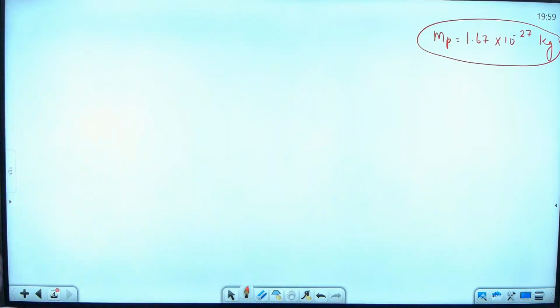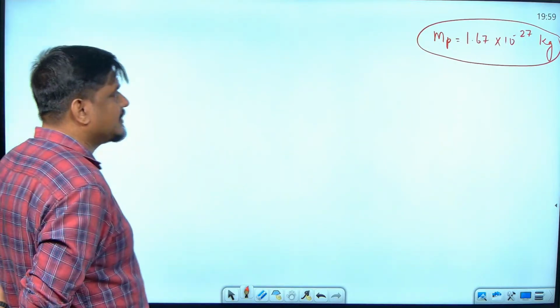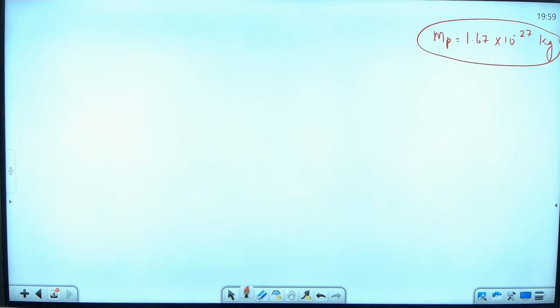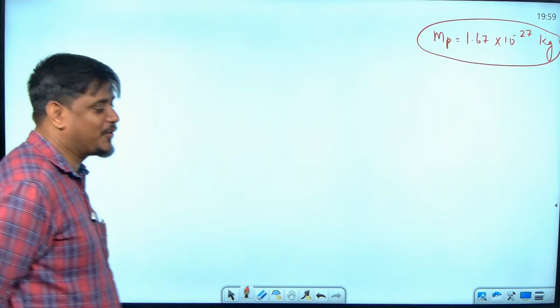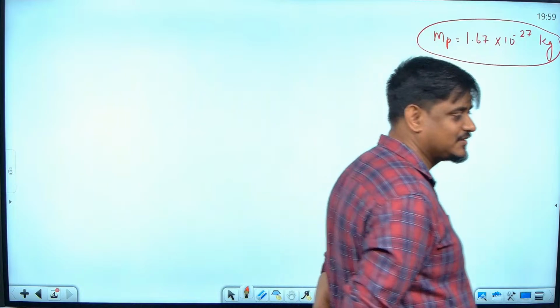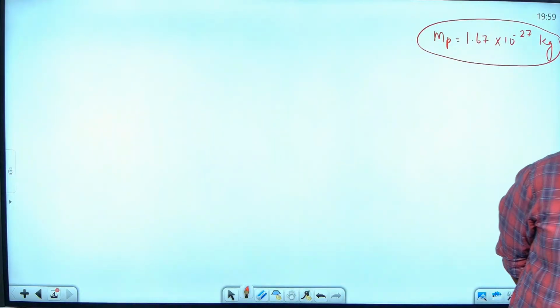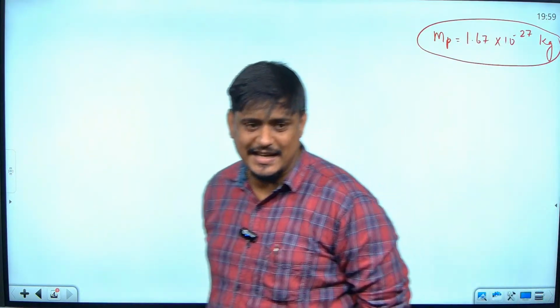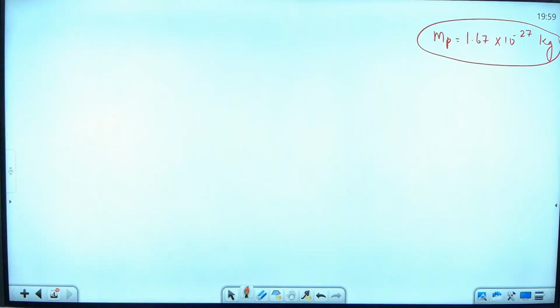I hope most of you are solving it in the way like, did you give 10 coulombs? I just told one proton. The question is for a proton placed in an electric field of 20 Newton per coulomb. What would be its acceleration? That's all.